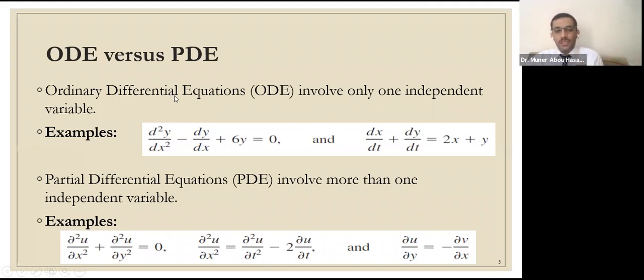Now, an ordinary differential equation means you have only one independent variable. Only one independent variable. So look at this equation. Here my unknown function is y and the independent variable is x. So this is an ordinary differential equation. And notice that the notation for the derivative is d by d. Also look at this equation. Here, yes, you can find 2 unknown functions, but only one independent variable, which is t. So this is also an ordinary differential equation.